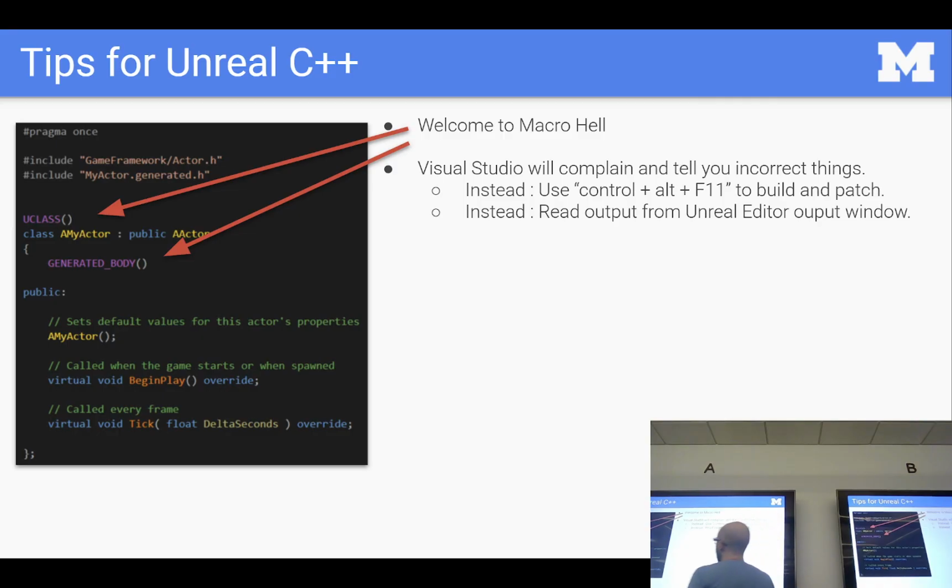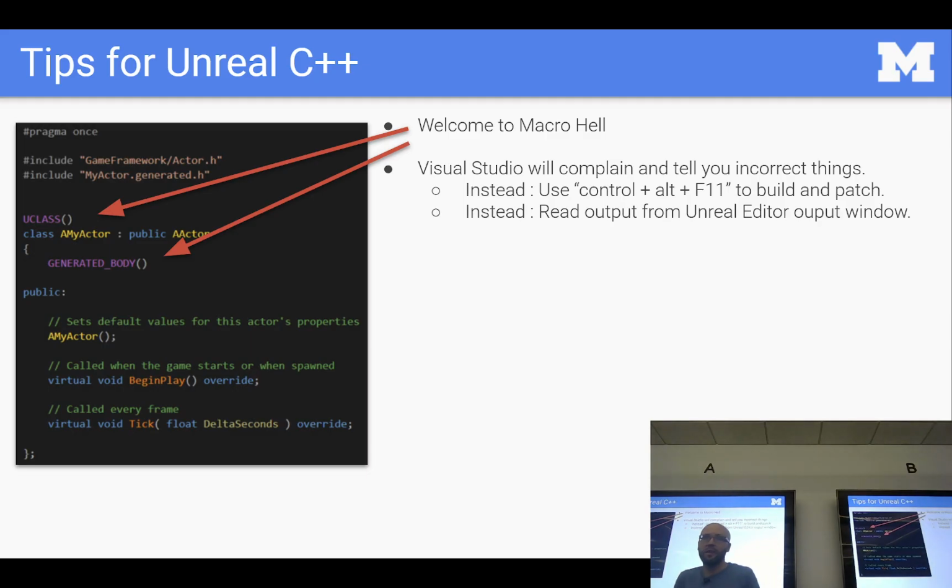If you want to build and patch, you can't build using the normal Visual Studio buttons at the top of the screen. You have to remember the hotkey Control-Alt-F11. If you do this, everything will be fine. Unreal will make a build and then patch it for you.